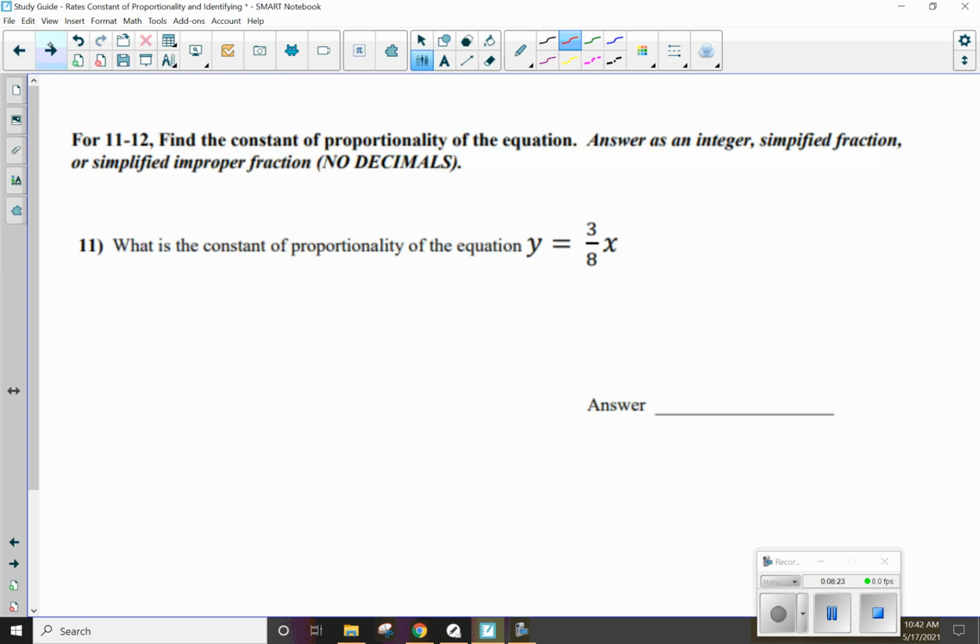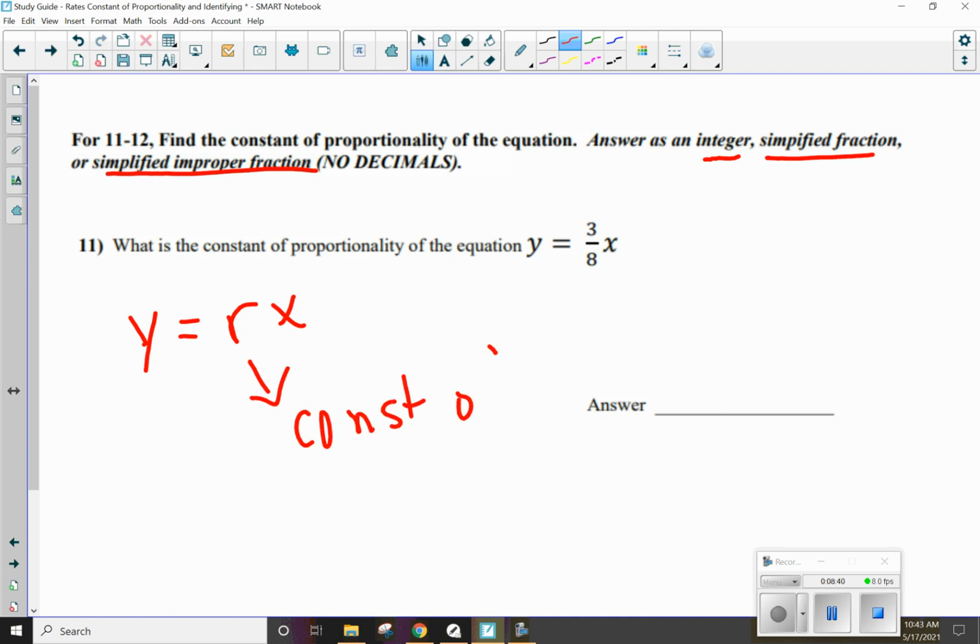Now we have equations. Notice it says answer as an integer, simplified fraction, or simplified improper fraction. No decimals. So remember, your proportional equation follows the format of y equals Rx, where R represents your constant of proportionality. In this case, we have it already written in that format, which means that the fraction right here, 3/8, is our constant of proportionality.